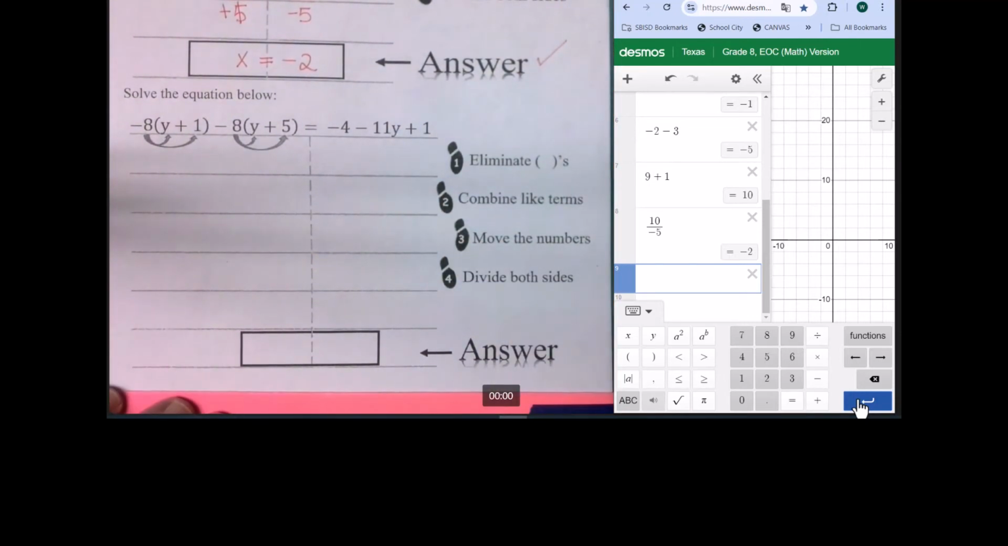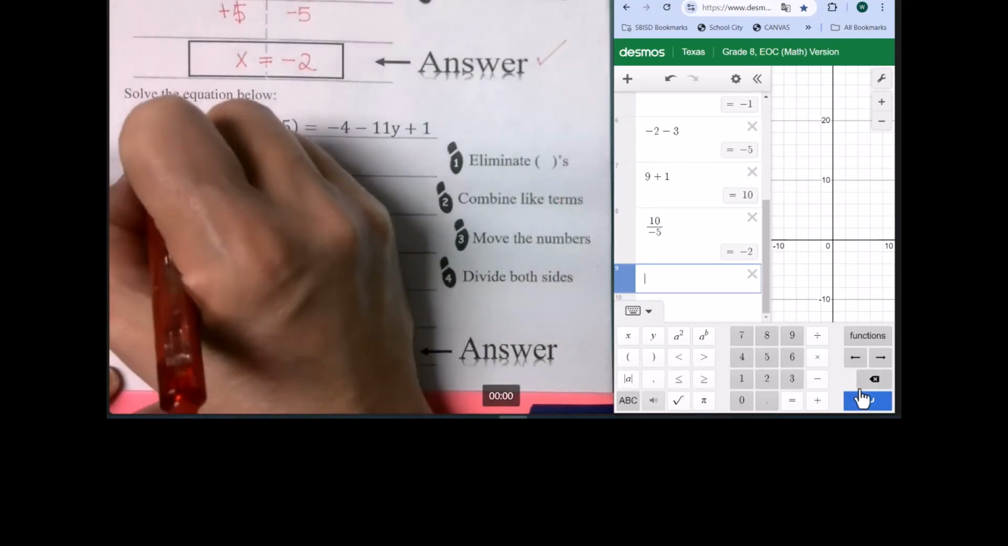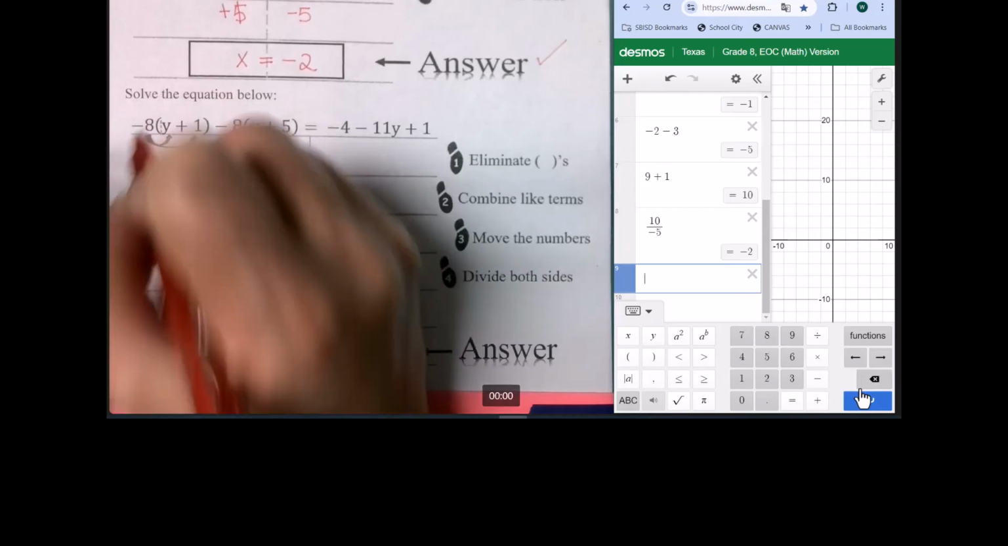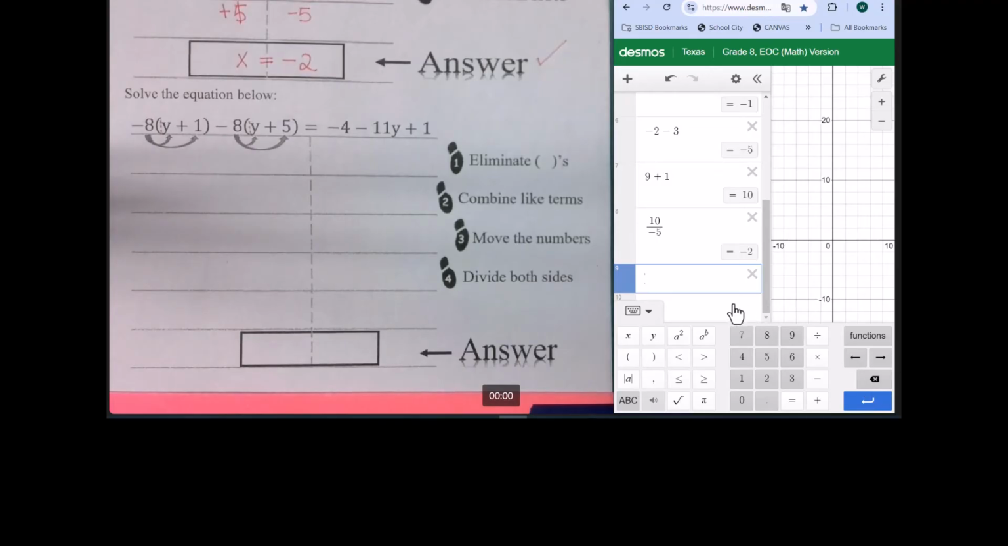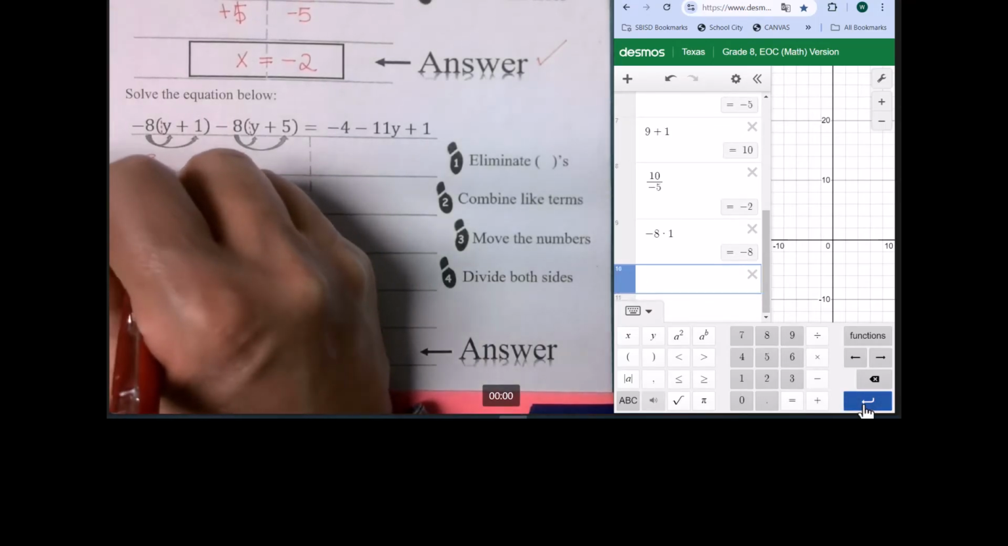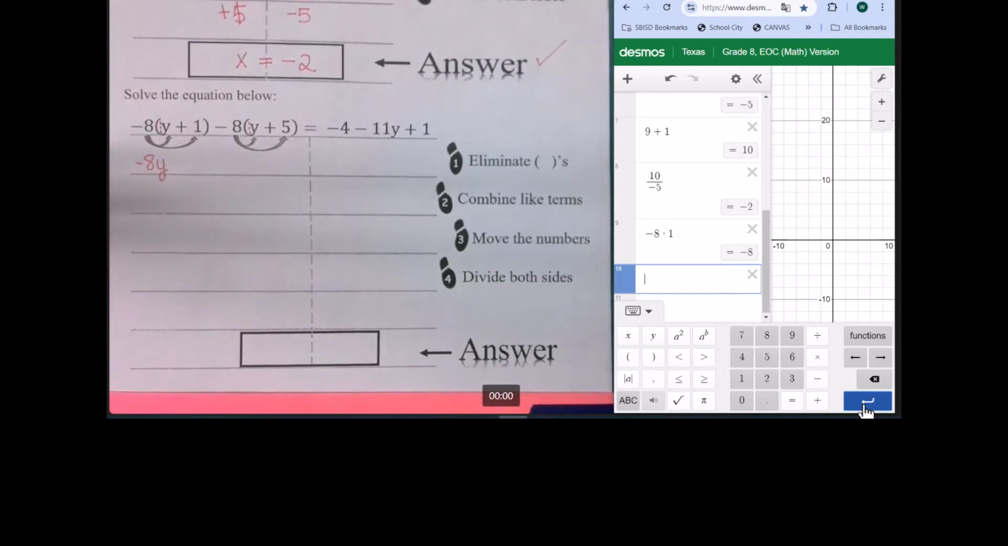So here I have another equation. I see parentheses, so I'm going to follow the steps. Eliminate parentheses. I'm going to do negative 8 times this y. Remember, there's an invisible 1. Same thing here. There's an invisible 1. So I can use my calculator, and I use negative 8 times 1, and I get negative 8. So I write negative 8, and I make sure to remember to write the y. Notice I do not put the letter on the calculator. I just put the numbers, negative 8 times 1. But when I write it on the paper, I need to remember to put the variable. In other words, the letter, in this case, y.